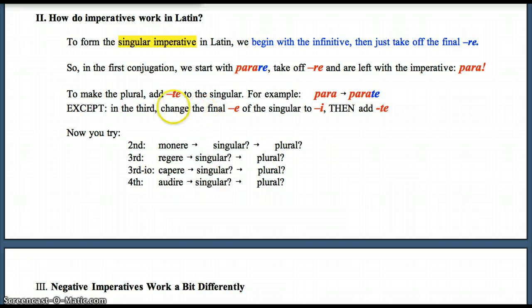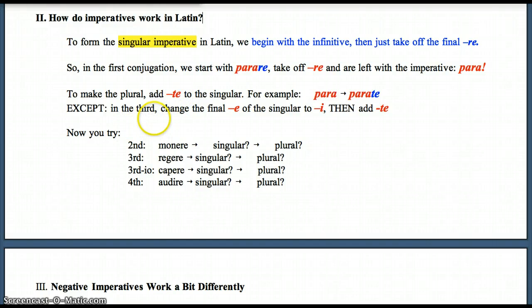To make the plural, we're going to add te to the singular. So for example, para is going to go to parate, which implies, hey y'all, prepare. You won't always, in Latin, hear a y'all. It won't be written necessarily, but you know because this te is on it that it's going to be prepare to a lot of people rather than one person.